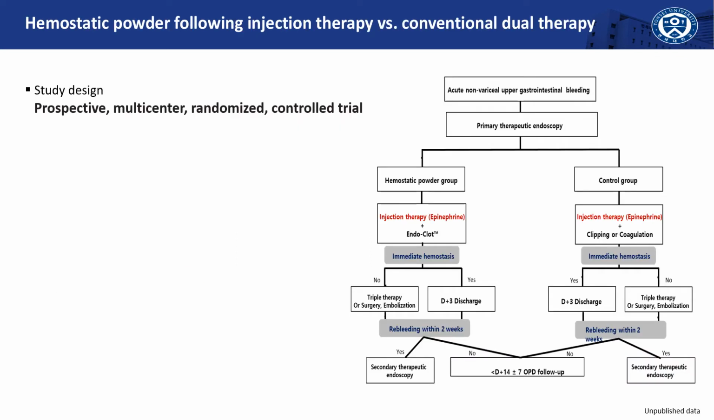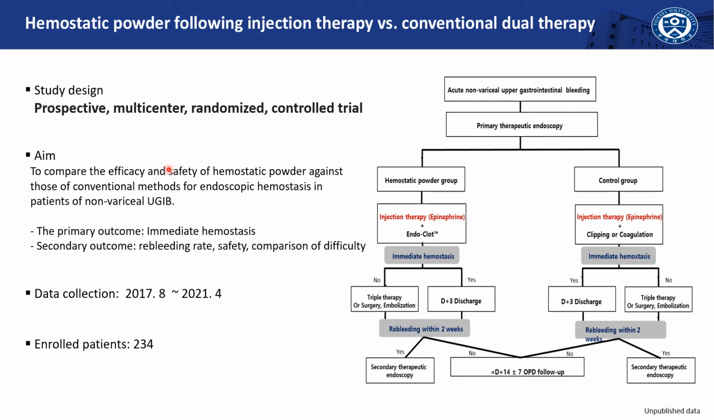Therefore, after the previous study, we designed a prospective multicenter randomized controlled trial to evaluate the efficacy of hemostatic powder compared to the conventional method based on injection therapy. The primary outcome of this study is immediate hemostasis, and the secondary outcomes are rebleeding rate, safety, and comparison of difficulty. The total enrolled patients were 234.